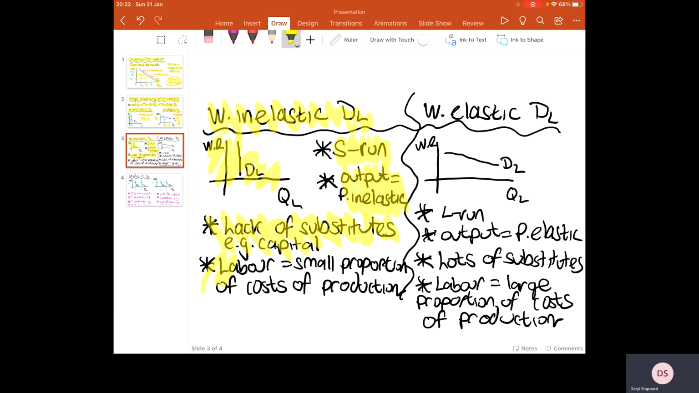Now, the final one is probably the most complicated one to explain. It's that labour forms a small proportion of the cost of production. Now, a simple way of thinking about it is this. If workers only make up, let's say, 5% of the cost of production, so that could mean the other 95% of the cost will be the cost of raw materials, the cost of capital, etc. Now, if in this instance workers demand a pay rise, it's not really going to have a significant impact on the costs. Okay, so for example, let me write this number down here.